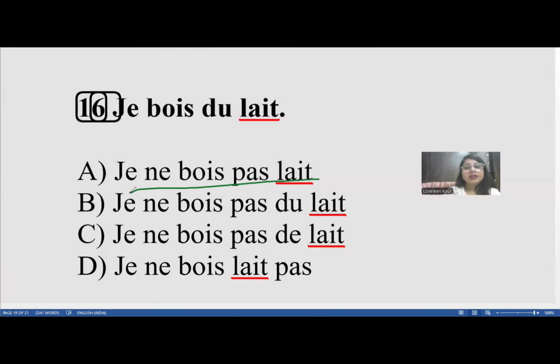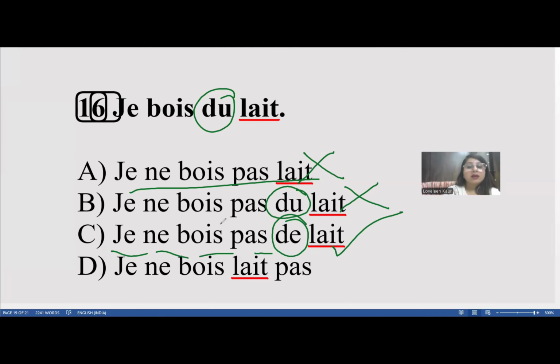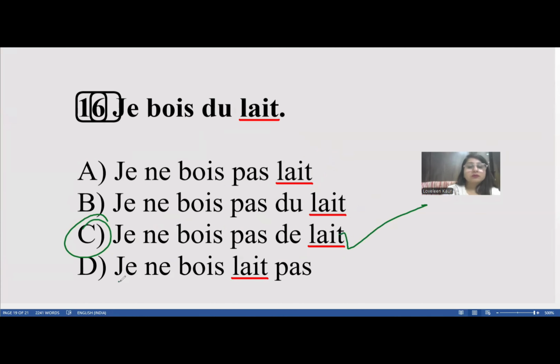So first one, do you think it's correct? Je ne bois pas lait. No, this is not correct. Second one, do you think it's correct? Je ne bois pas du lait. No, it's not correct because we haven't changed du. So C is the right option because we say je ne bois pas de lait. Around the verb we have put ne pas and du we have changed to de also. So this is the right option. This is wrong here, pas at the end. So C part is the correct option.